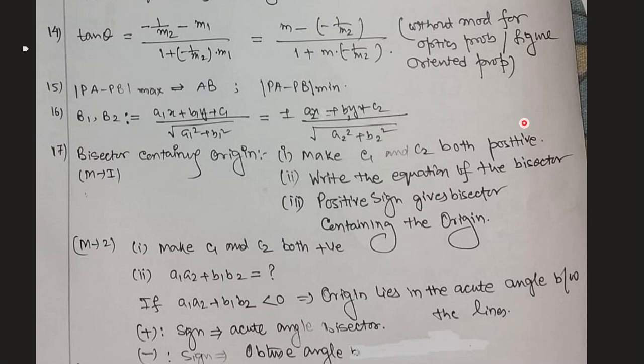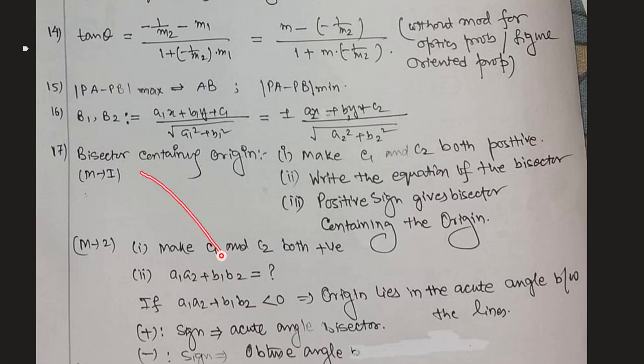Both lines have equations: the first line is a1x + b1y + c1 = 0, and the second line is a2x + b2y + c2 = 0. Their bisectors are denoted by two bisectors. If you take the positive sign, you get the first bisector, and with the minus sign, the second bisector. Now, what is the meaning of the bisector containing the origin?